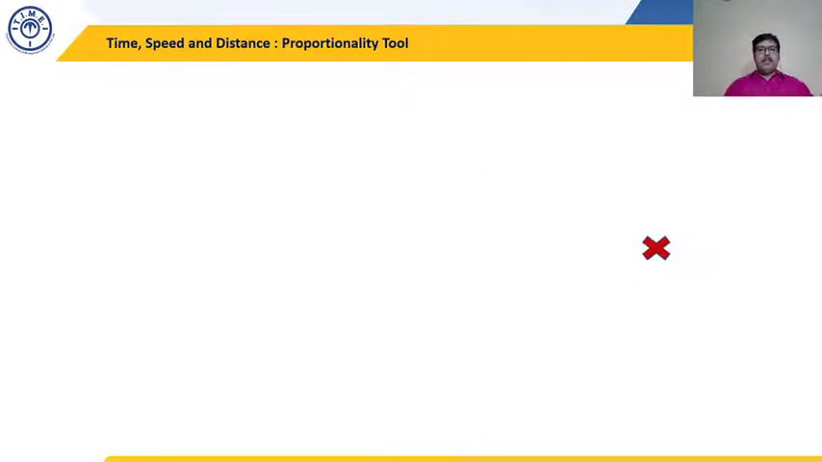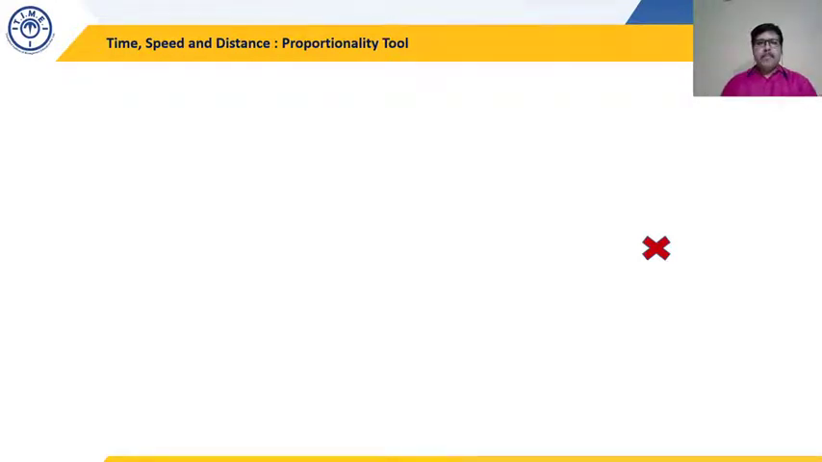So let us discuss the third case. In the proportionality tool, let's assume that the distance covered is constant. We have already discussed the two proportionality tools. In the first one, the time taken was constant. In the second part, the speed was constant. So in this part, the distance covered is constant. You know that distance is equal to speed into time. If distance is constant, can I say speed into time is constant?